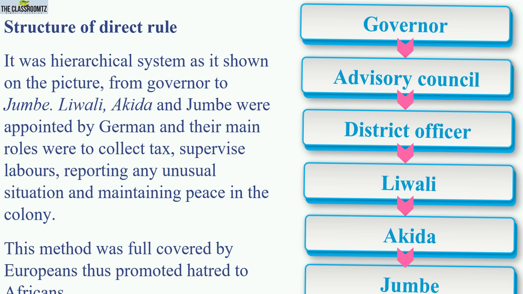So you can see the whites at the top, while at the bottom you can find the Africans. You should be aware of this arrangement, because at the end we are going to discuss the weaknesses and some demerits of this European administrative system. Among the open weaknesses, most of the top ranks were held by whites and the bottom by blacks, some sort of racial segregation. So that's the structure of direct rule.